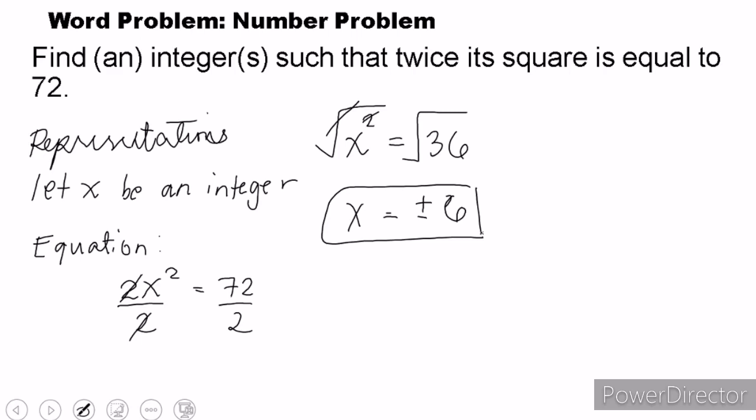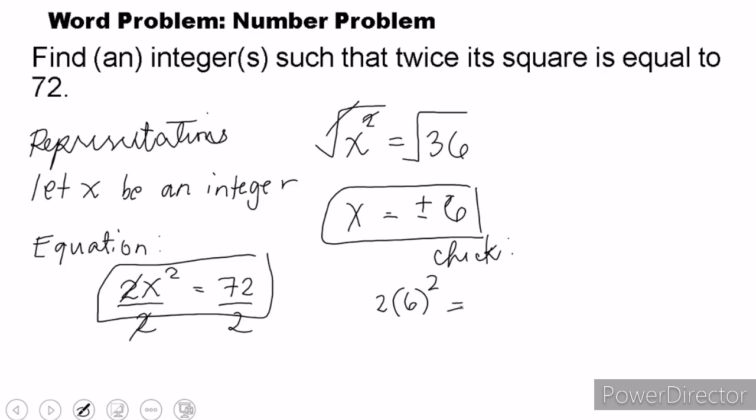Okay. To check, substitute natin dito sa equation natin na yan. So, yung una nating substitute ay yung positive 6. So, we have 2 times positive 6 squared equals 72. So, 2 times 6 times 6 is 36 equals 72. 2 times 36 is 72, which is also equal to 72. So, tama.